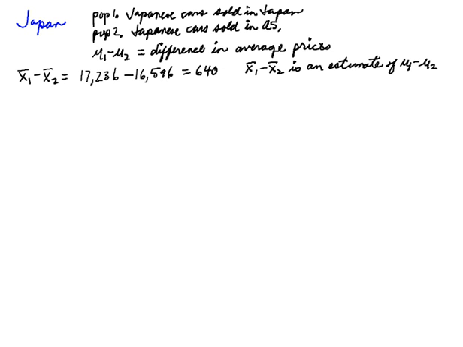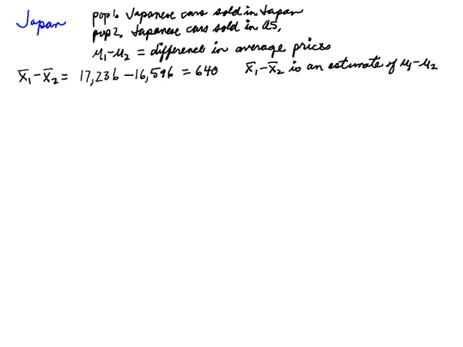But the real question is, is this $640 strong enough evidence to go ahead and statistically conclude that Japanese averages for their cars in Japan is higher? So to do that, I'm going to run a hypothesis test, and also just reminding myself here that I do not have the population variances. I have sample variances. In particular, I have sample standard deviations.